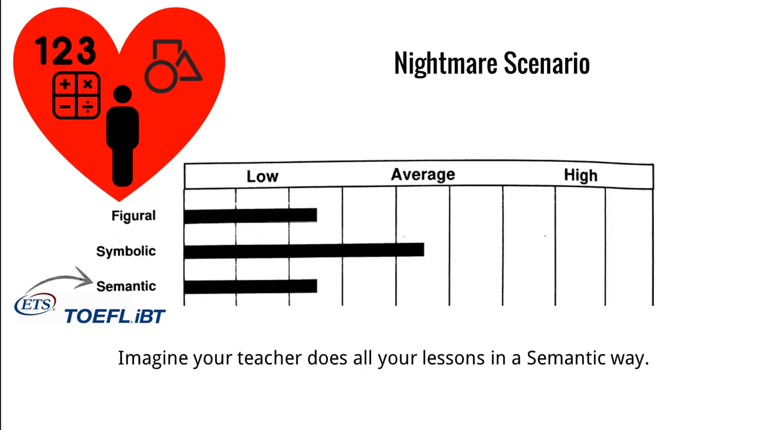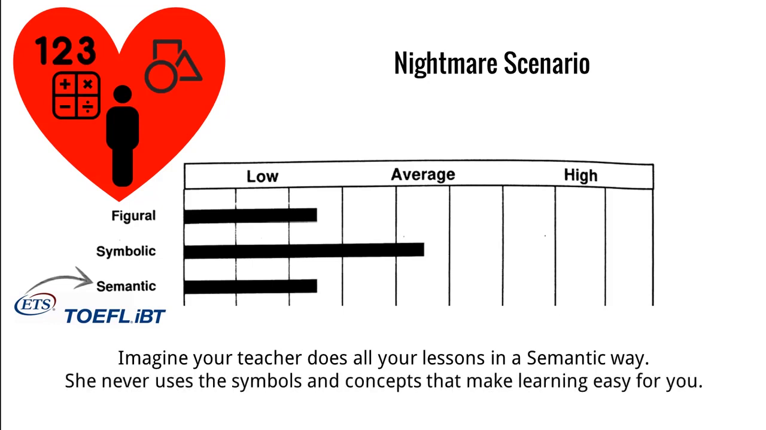Imagine your teacher does all your lessons in a semantic way, even though you're a symbolic learner, and the easiest, fastest way for you to understand information is if you get it through symbols. Imagine your teacher never uses the symbols and concepts that make learning easy for you. What do you think the result is going to be?